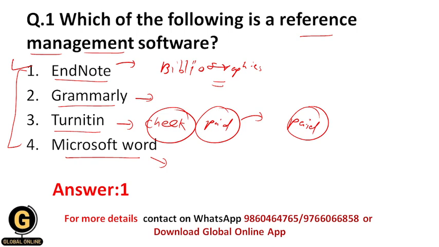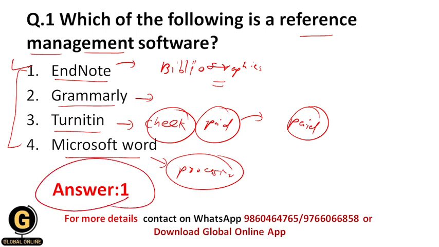Microsoft Word, all of you know that it is a word processor, and it is usable to edit text documents, and you can do different things with the text document by using Microsoft Word. So that's why here your correct answer should be what?